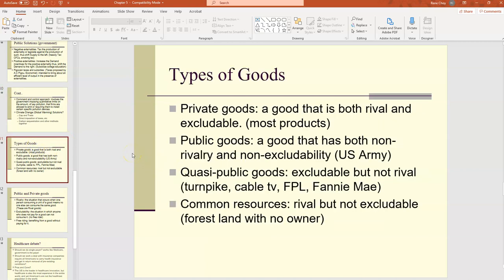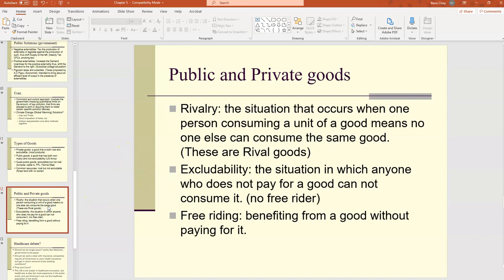All right. Now let's talk about the difference between a private good, a public good, a quasi-public good, and a common resource. A private good is a good that is both rival and excludable, and most private goods have to be rival and excludable in order to exist. Now, what exactly is rival and excludable? Well, rivalry is a situation that occurs when one person consuming a unit of a good means that no one else can consume it, and excludability is a situation in which anyone who doesn't pay for the good cannot consume it, so we don't have a free rider problem.